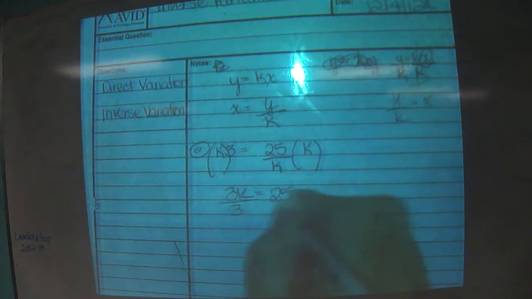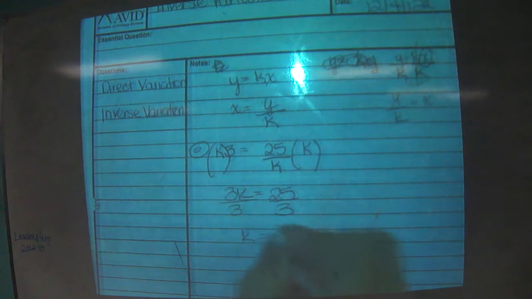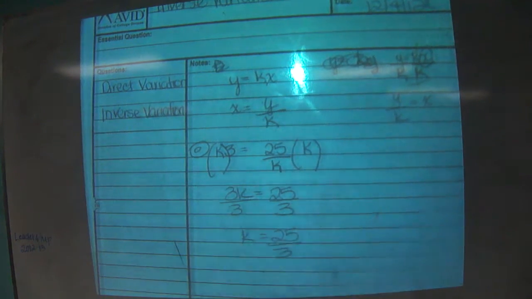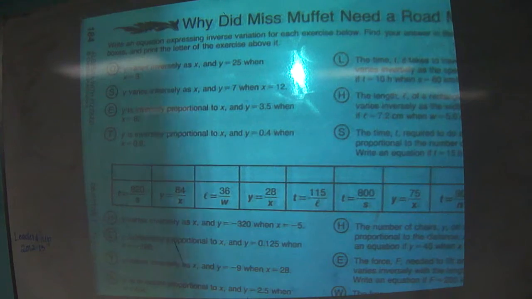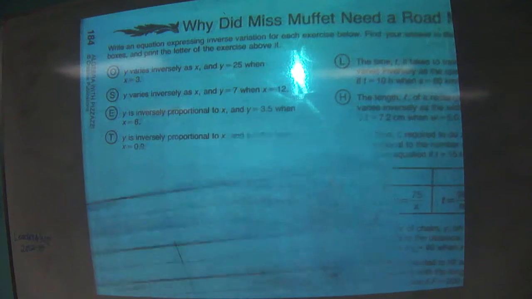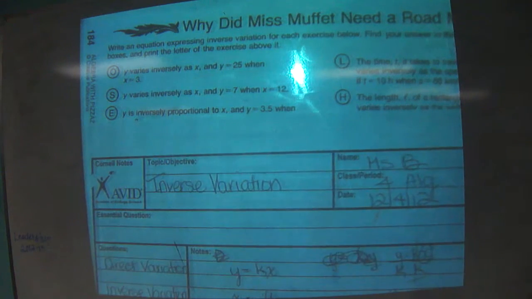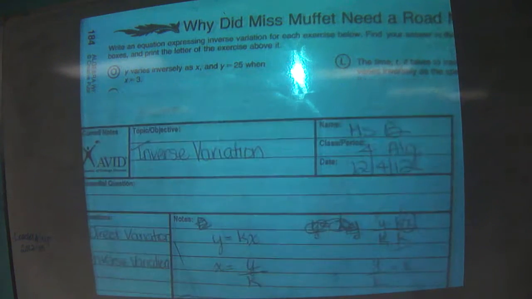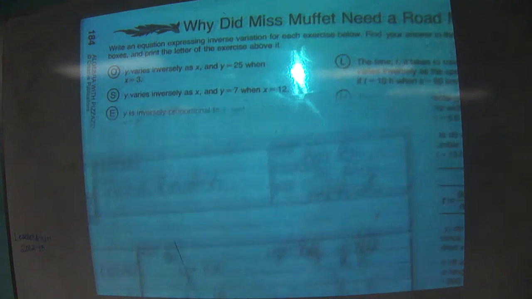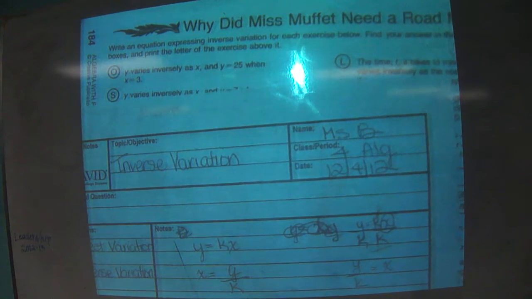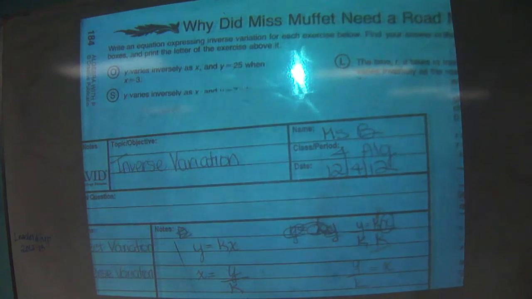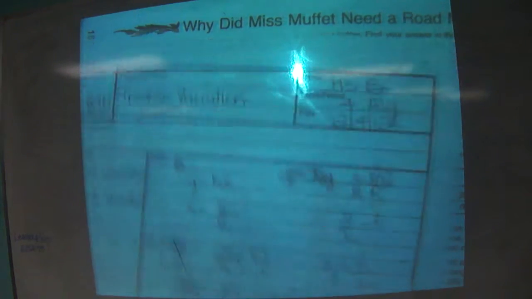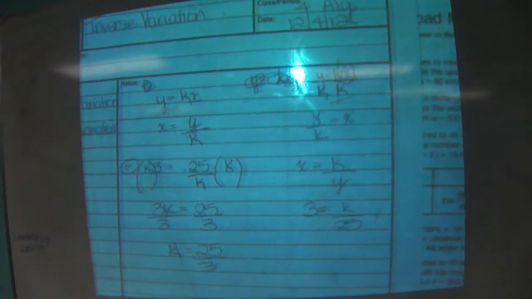Divide both sides by 3, and I just did it wrong. What happened? I'm confused. This is what it's supposed to be. It's supposed to be y on the bottom.